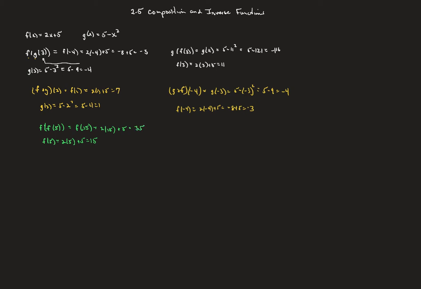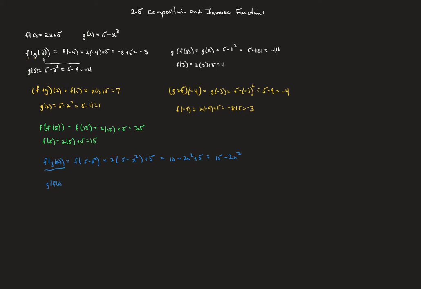We can even do it with x and create a new function. So in this case, we're going to plug into f g of x, which is 5 minus x squared. So we're plugging in that 5 minus x squared where we see the x in f. So that's going to become 2 times 5 minus x squared plus 5, and that's going to be 10 minus 2x squared plus 5, which is going to become 15 minus 2x squared. So we create a new function, f of g of x.